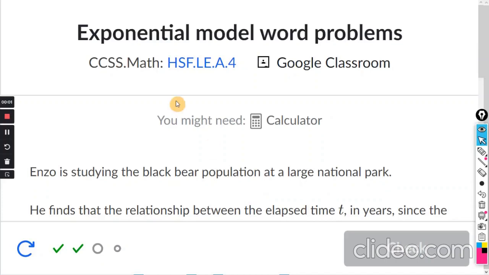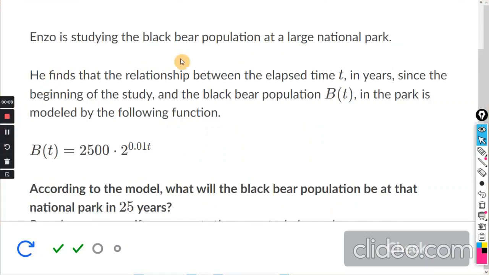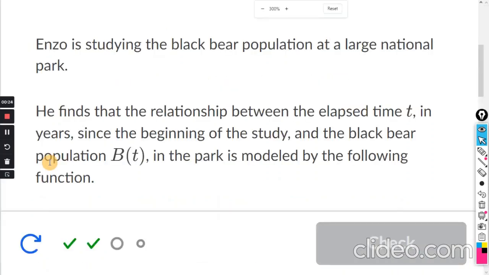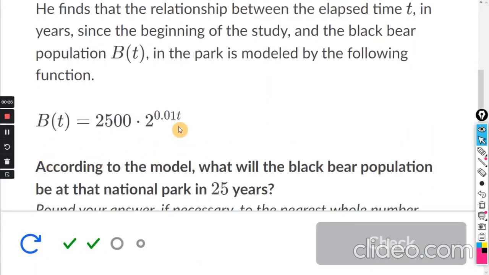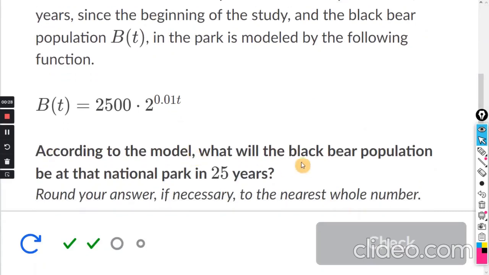This will be for the Khan exercise, exponential model word problems. Enzo is studying the black bear population at a large national park. He finds a relationship between the time t in years since the beginning and the black bear population. B of t is modeled by this function. So B of t represents the population, and t represents the time in years. According to the model, what will the black bear population be at the park in 25 years?